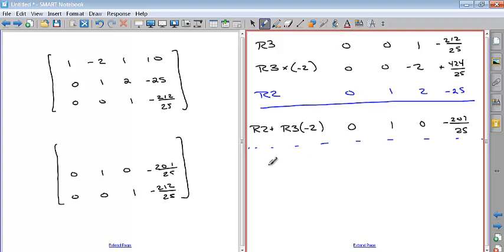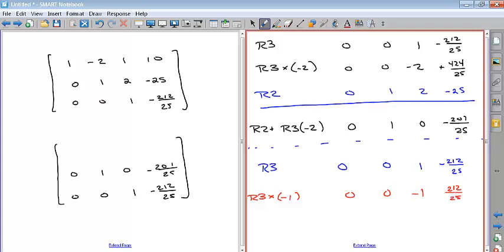we're going to start with row 3 again. 0, 0, 1, -212 over 25. And we're going to take row 3 and we're going to multiply by something. Well, up here, comparing row 3 with row 1, all we have to do is change the sign. So I'm going to multiply row 3 by -1. So I multiply this row by -1. You'll get 0, 0. This one will become -1, and this one will become positive 212 over 25.